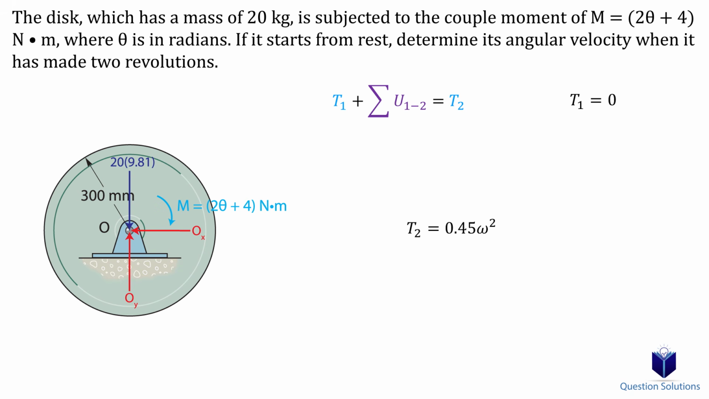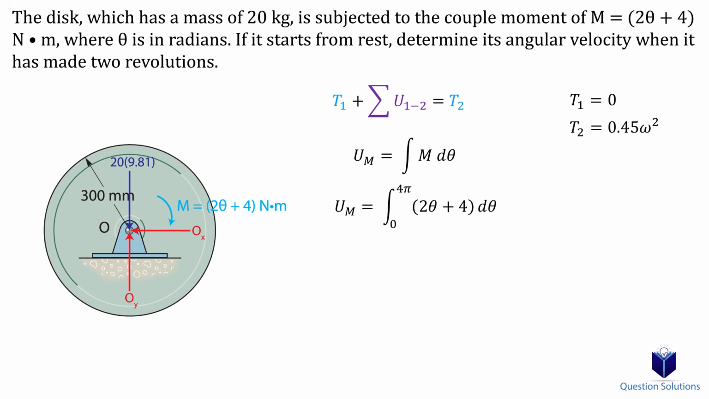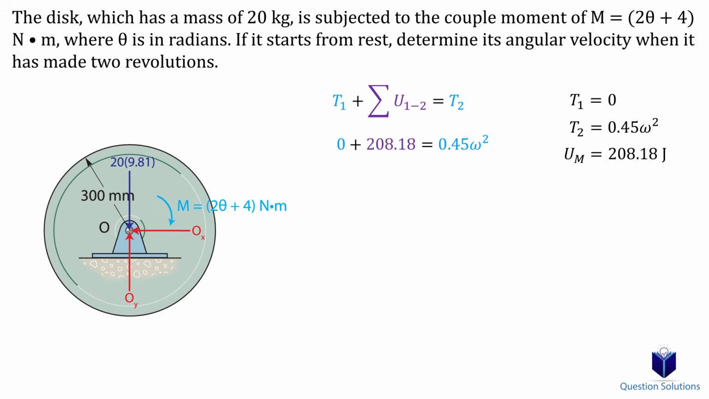For the work that's being done, only the moment applied will do any work. But notice how it's not a constant value. So we need to integrate. The lower bound is 0, but what about the upper bound? Well, we're calculating it at 2 revolutions. One revolution is 2 pi, so 2 revolutions would be 4 pi. Let's solve the integral. Now we can plug our values into the big equation. Let's solve for the angular velocity, and that's our answer.